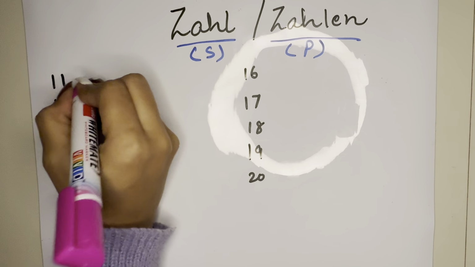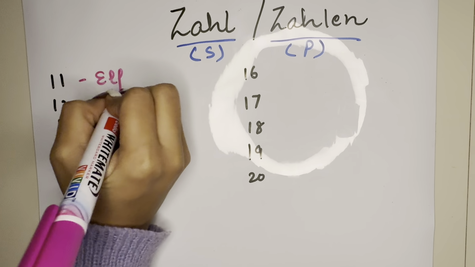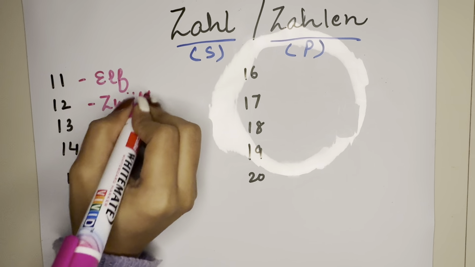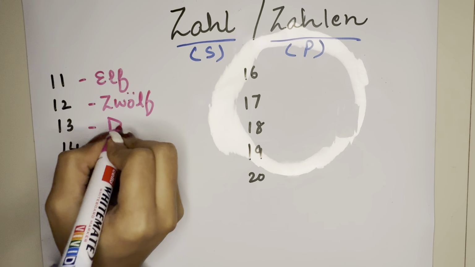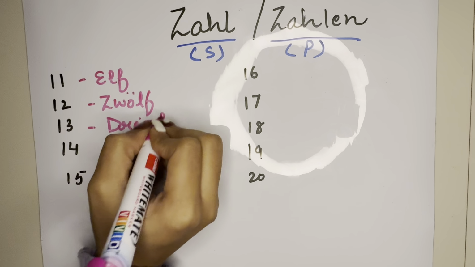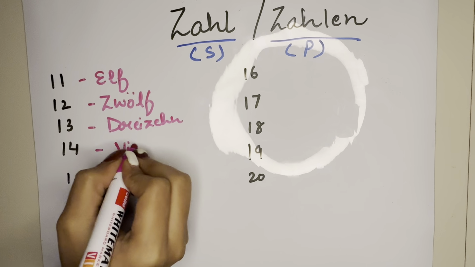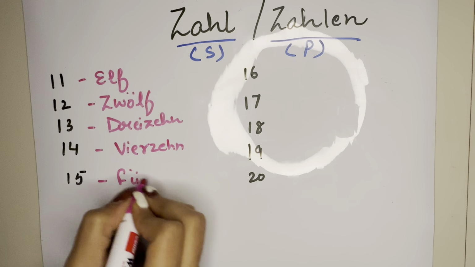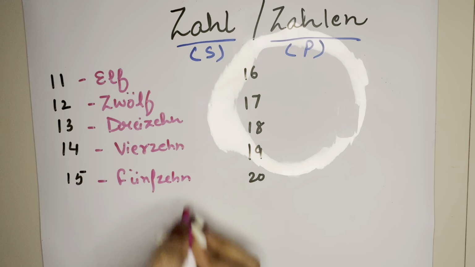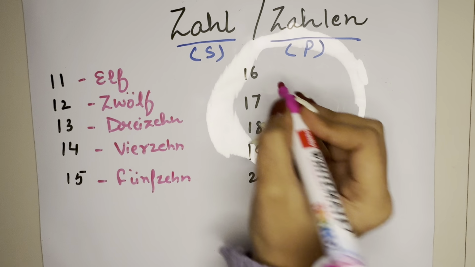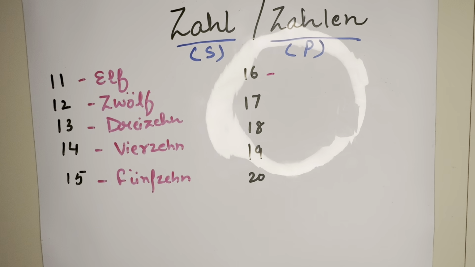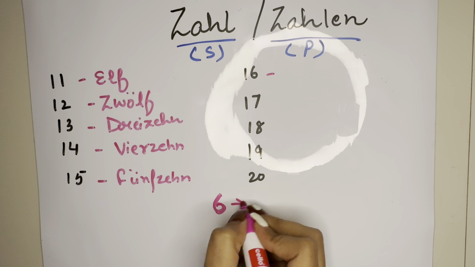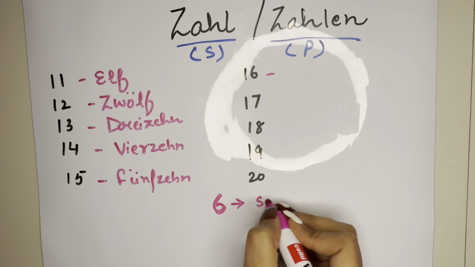Now moving on, we have 11 as elf. Then we have zwölf, then 13, 14, 15. Next, we have 16. Now, does anyone remember how we write 6? It's written as sechs.